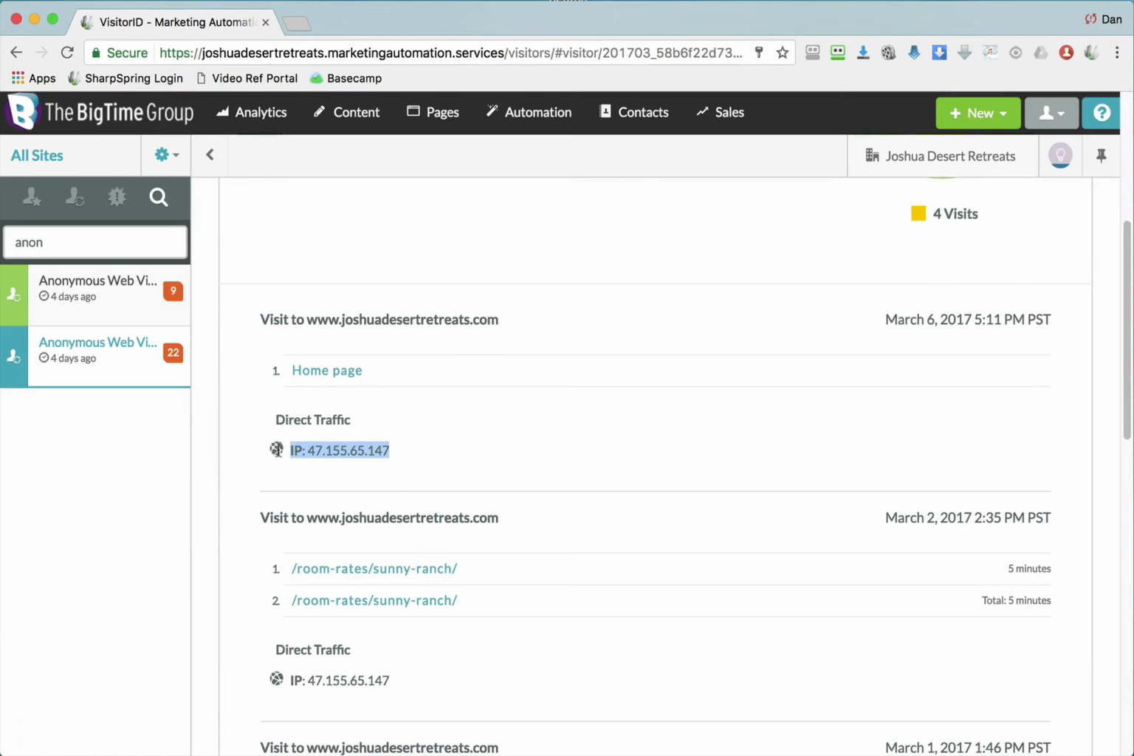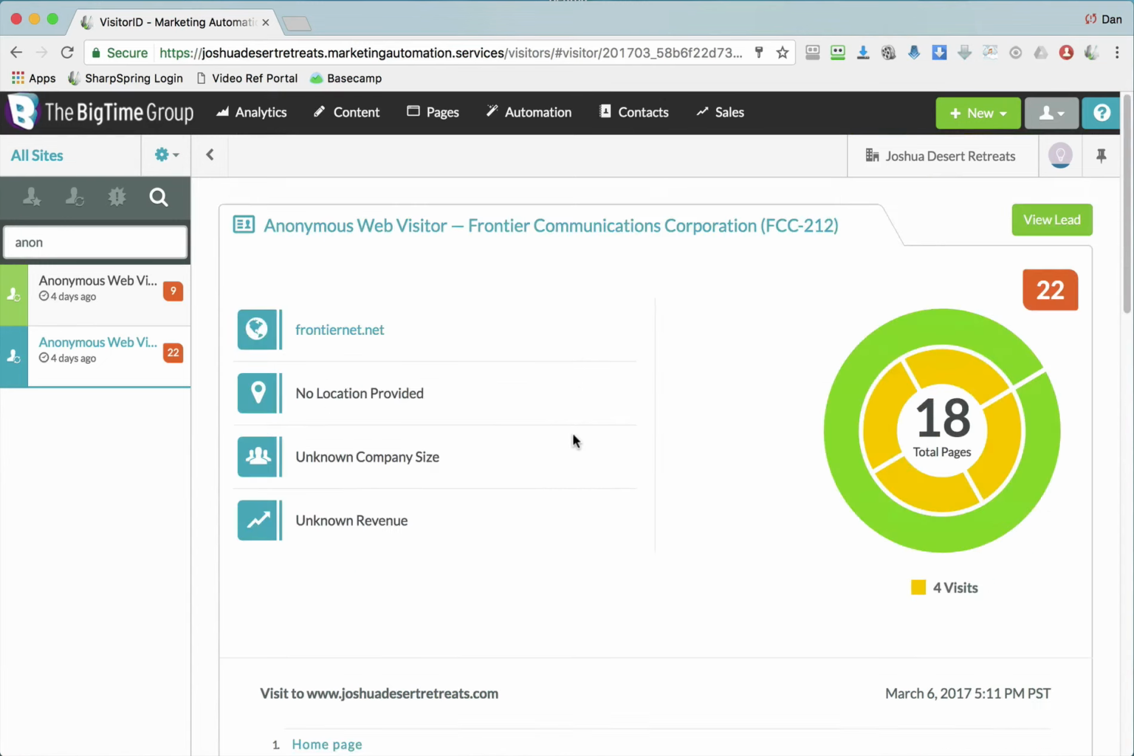So let's say that we put a form on the website, and maybe we put the form right here on the Sunny Ranch page. And the form lists the person's first name, last name, just your standard form. And this person fills out the form and clicks Submit. Well, this system is going to know that it came from that IP address. It's going to put 2 and 2 together and turn this anonymous visitor into a known visitor. We're going to get the name that the person put into the form.